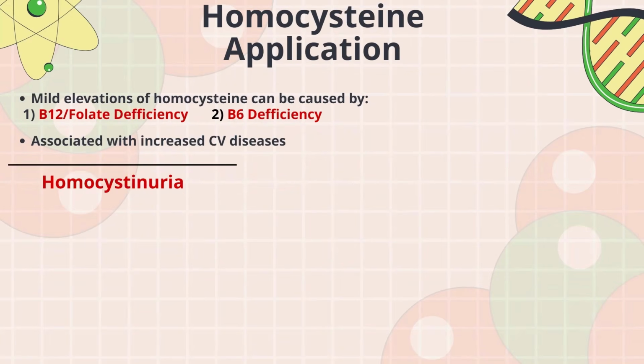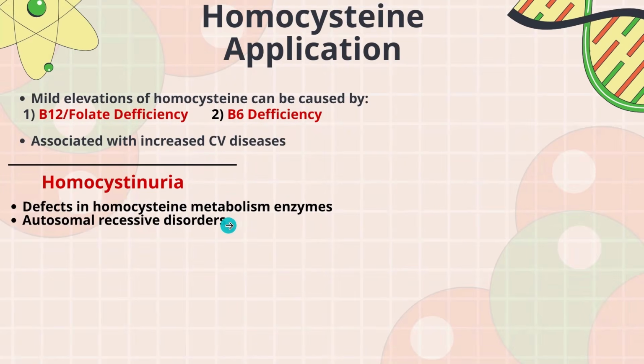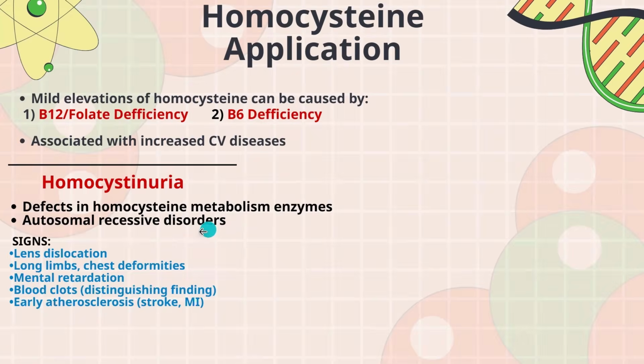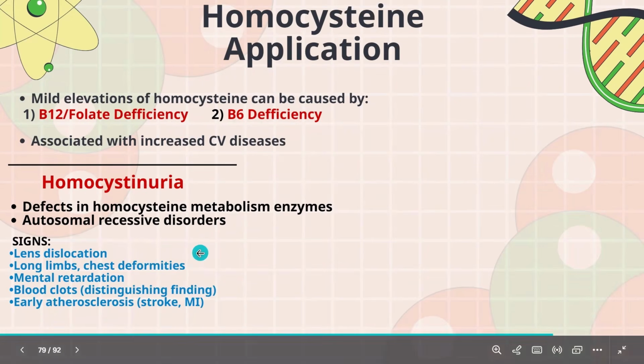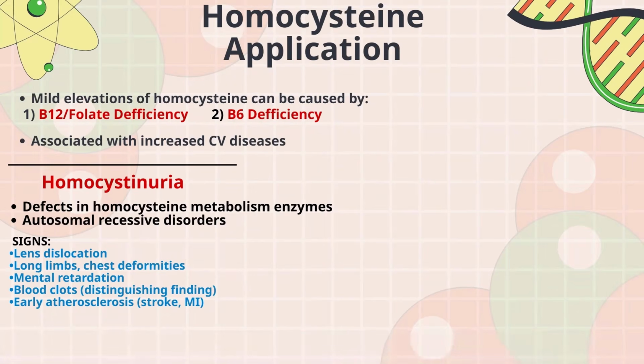Homocystinuria, for starters, is basically a defect in homocysteine metabolism enzymes, and it is autosomal recessive. Okay, and the signs are lens dislocation. So please remember this because this is going to come in an SAQ or MCQ, 100%. And long limbs, chest deformities, mental retardation, blood clots, and early atherosclerosis leading to myocardial infarction because we have increased cardiovascular diseases.